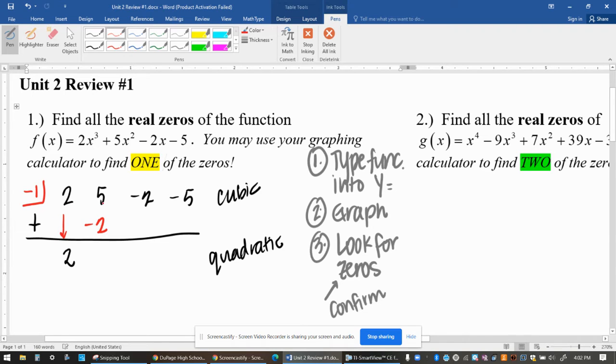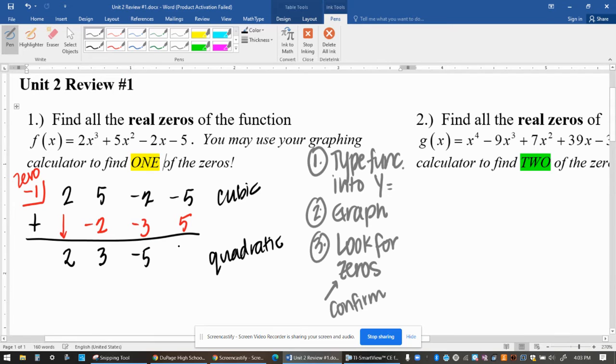Remember, you multiply and then add. You multiply the bottom row with the zero and then add. Then multiply your bottom row with your zero. This is your zero over here in the little box.